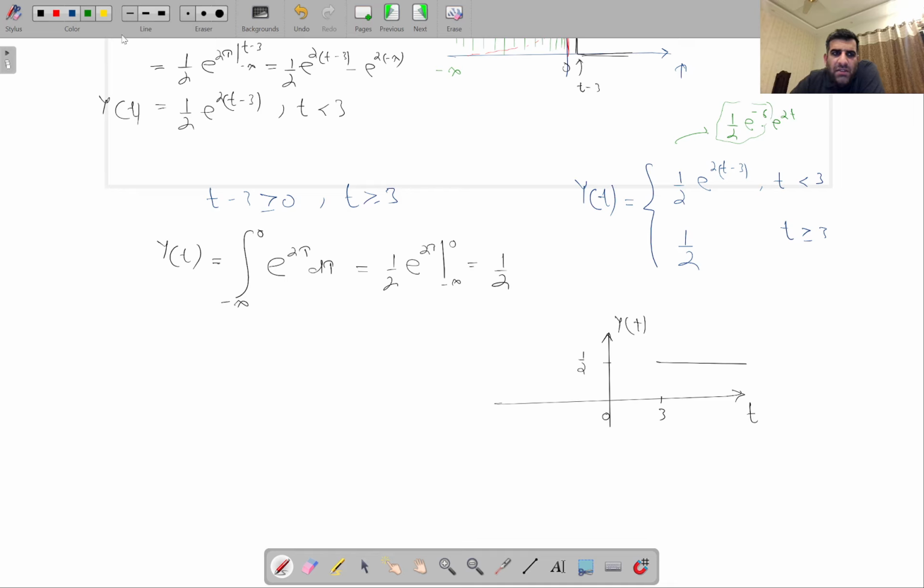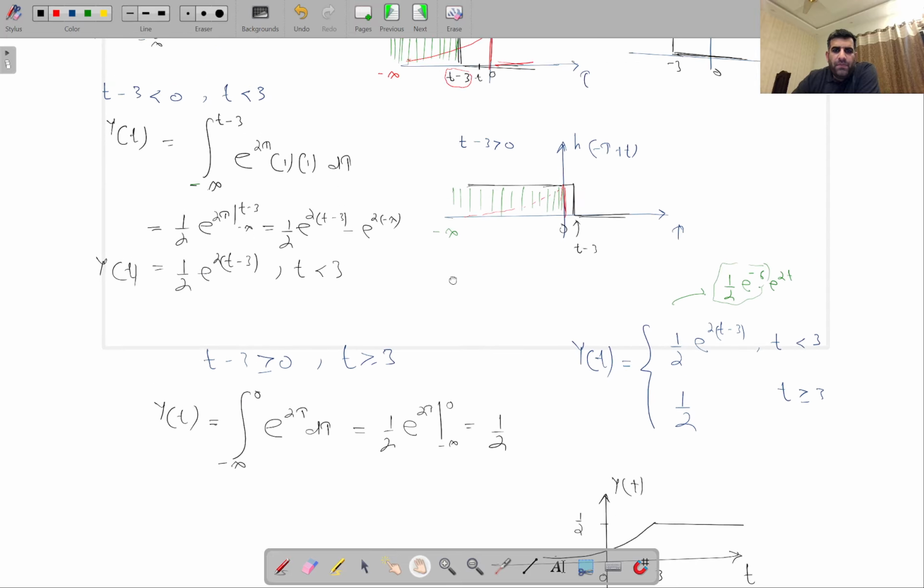So what does that mean? That for the remaining value, I'm going to have a rising exponential, and at t equal to 3, e raised to power 0 is 1. So at t equal to 3, the value is going to be 1 upon 2, which is this point. So the final curve is going to be something like this, a rising exponential meeting at t equal to 3. Okay, so this is your convolution integral result y of t plotted now. So I hope this would be clear.